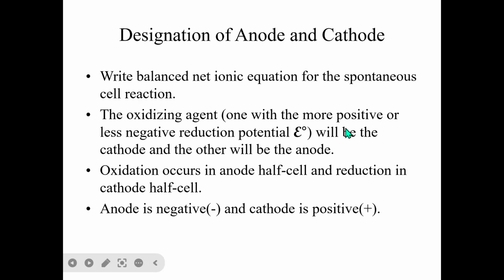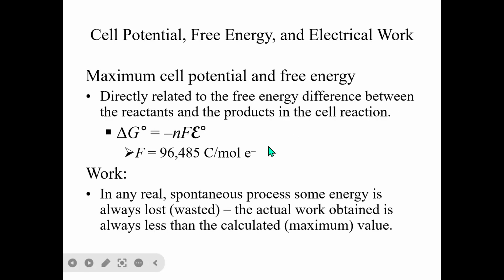I actually gave this example when you have a cell potential of 2.1 and then 1.1. The one with 1.1 will be the anode, and then the one with 2.1 will be the cathode. And of course, oxidation takes place in the anode half cell, and then reduction takes place in the cathode half cell. And anode is negative while cathode is positive.